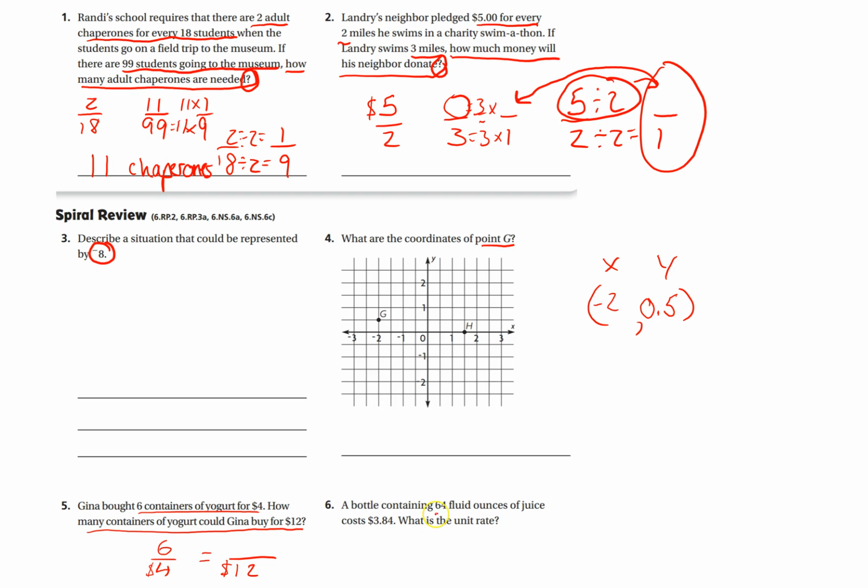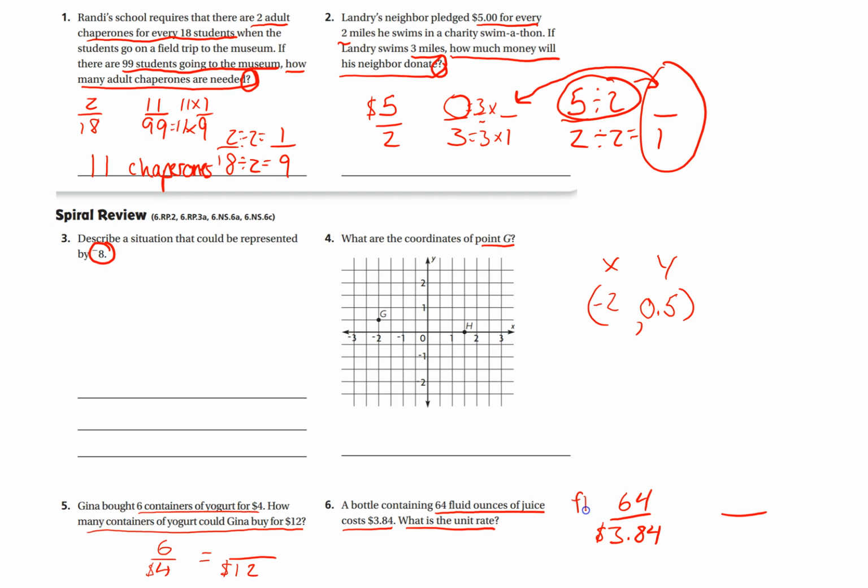Number 6, a bottle containing 64 fluid ounces of juice costs $3.84. What is the unit rate? So I would do it this way, $3.84 on top. Well, here, let's do it this way. I'm going to show you this way. Since it listed 64 first, we will do 64 on top, $3.84 on the bottom. Okay, now we have to be consistent.